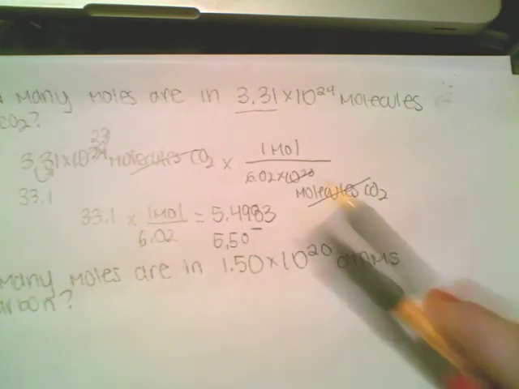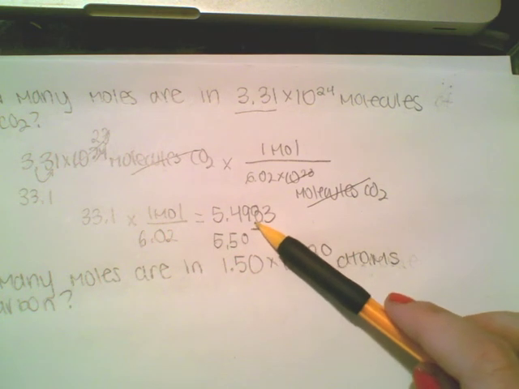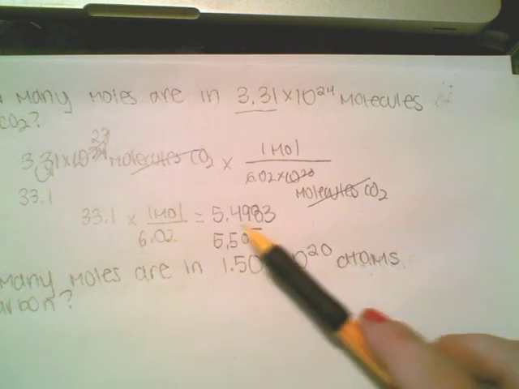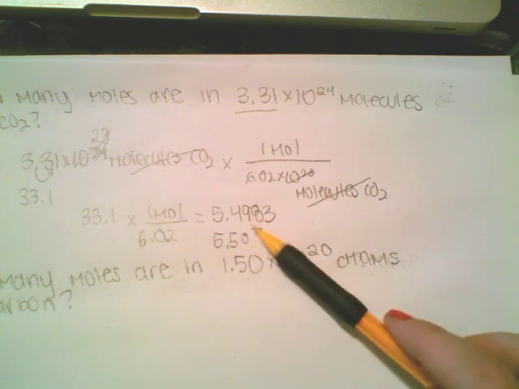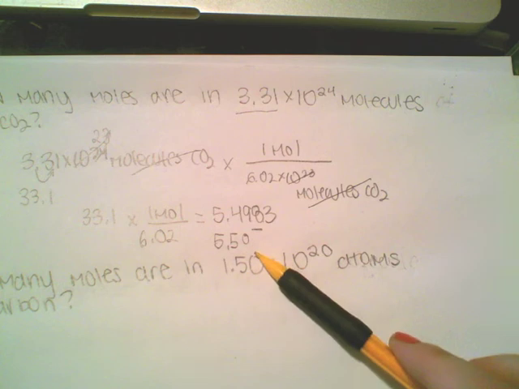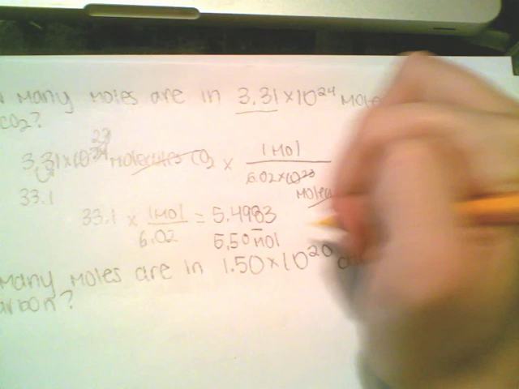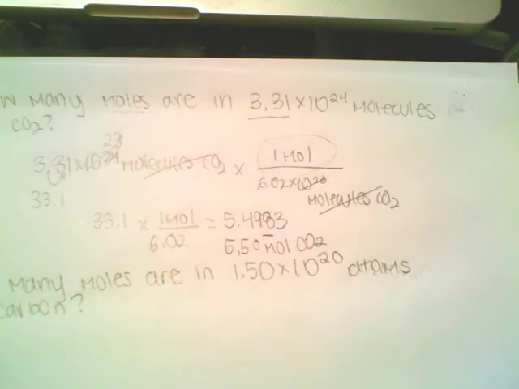Okay, so because the 3rd number was a 9, and this 8 rounded 9 up to 10, that's going to add 1 more to this one. So it becomes 5.50. Okay, and that should make sense. 5.4983 rounds to 5.50. Okay, and then your units are moles of carbon dioxide. So whichever unit is left up here on the top, that is the unit that you have. And in the question it was asking for how many moles, so you are done.